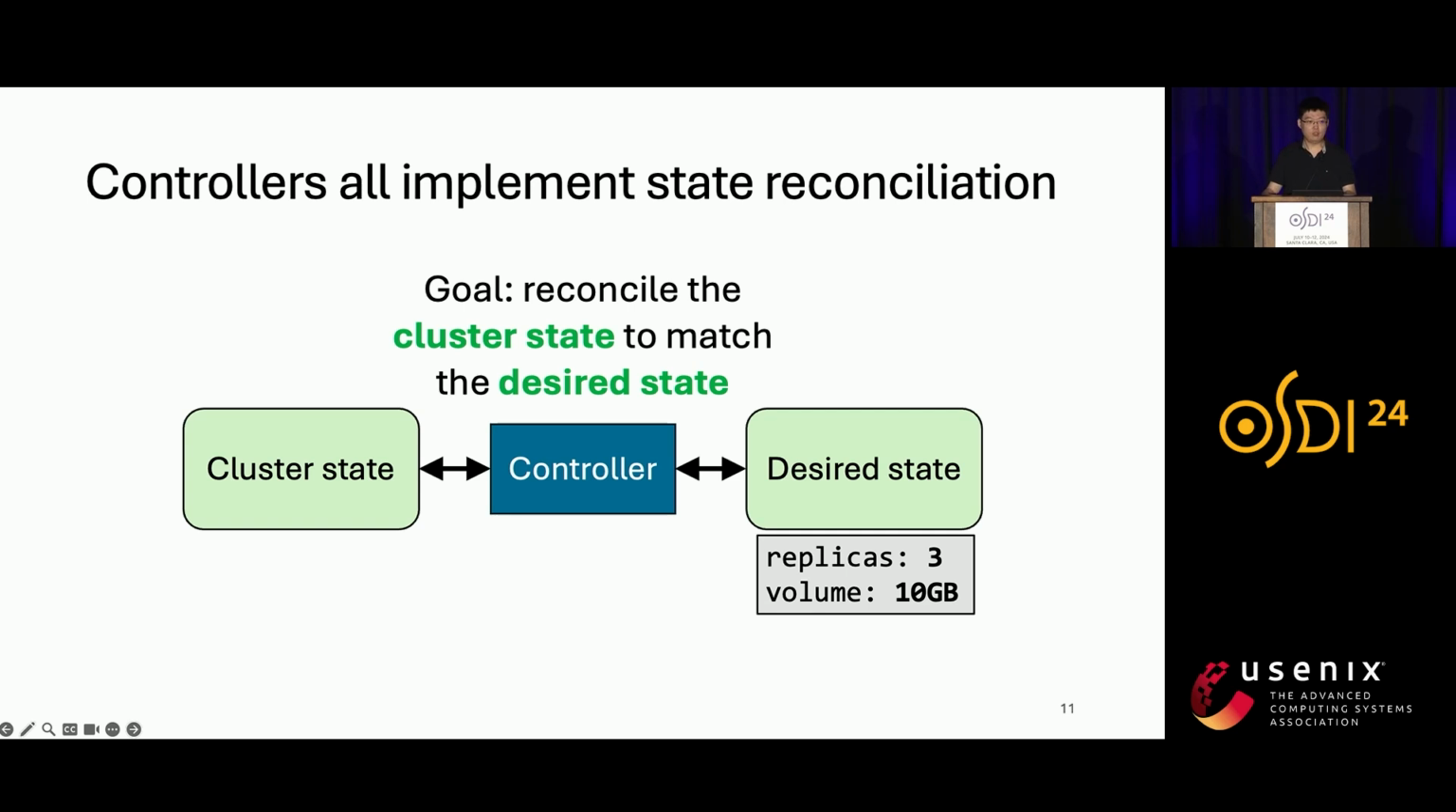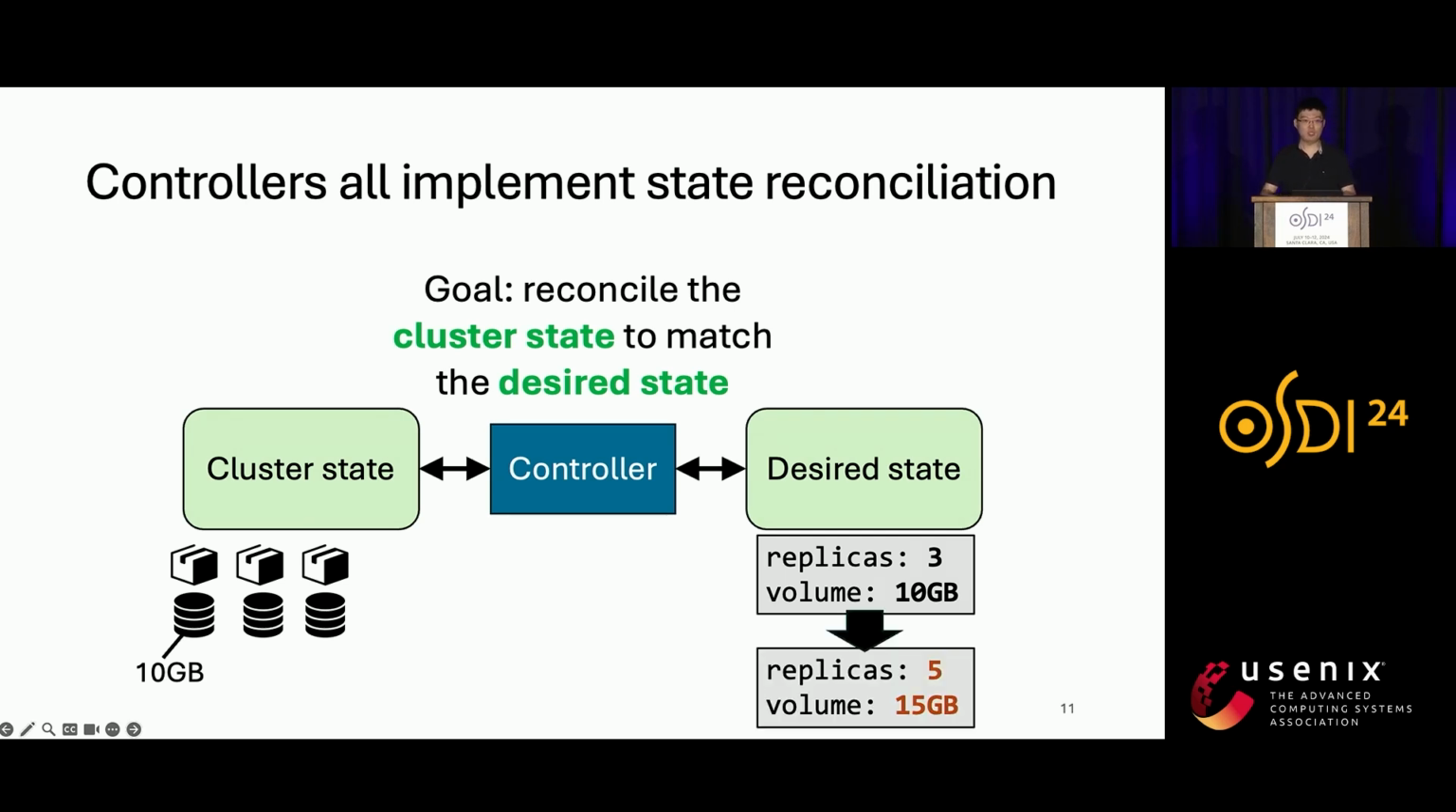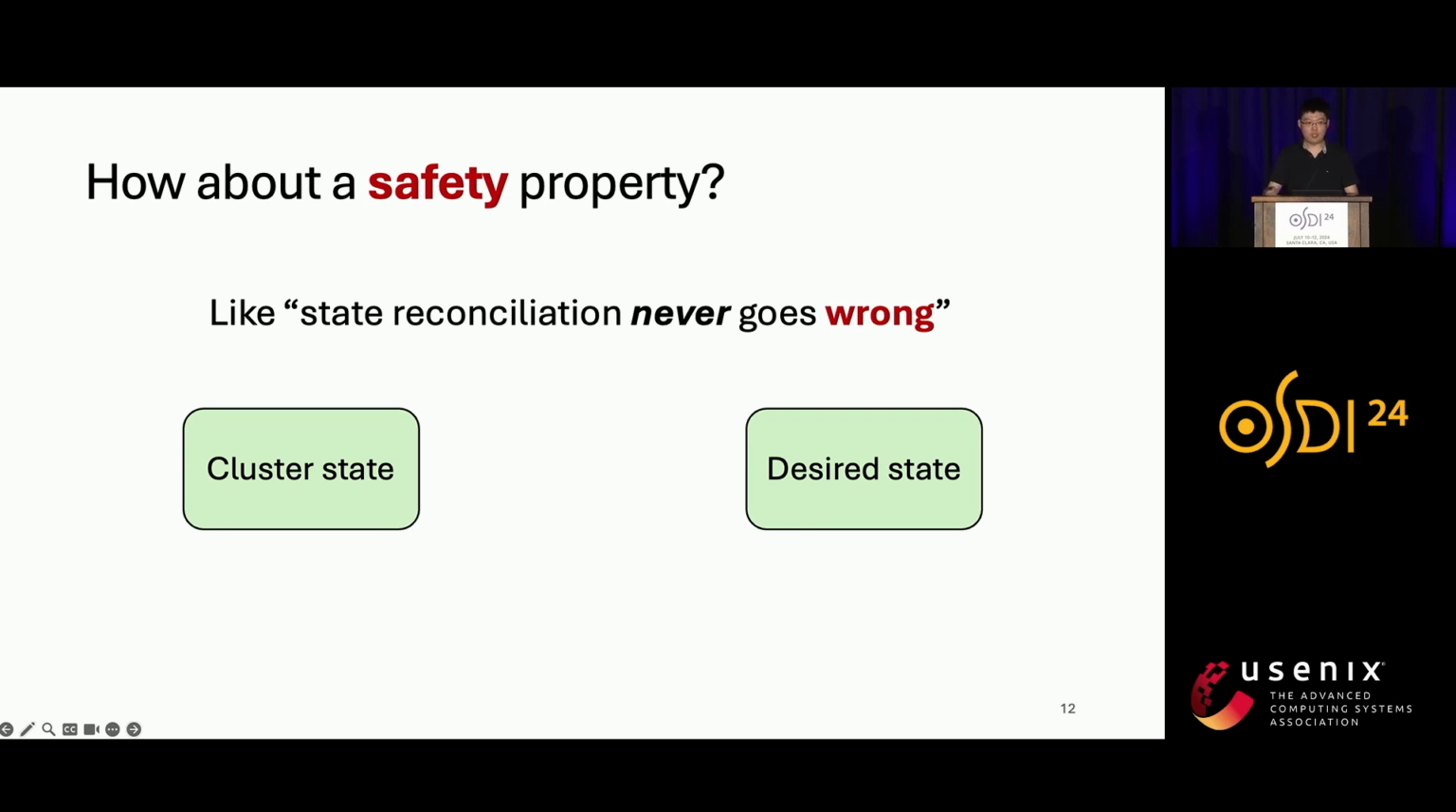Let me be more concrete. Let's say a desired state for a distributed application running on Kubernetes may specify that there should be 3 replicas and each one has a 10 gigabyte volume. Then the controller is supposed to bring up 3 replicas running in containers, each with a 10 gigabyte volume attached to it. The desired state may change due to different deployment demands, for example, to scale up the application, and then the controller should react accordingly to bring up more replicas and allocate more volumes. So one potential way to specify controller correctness is to write a safety property saying that state reconciliation never goes wrong.